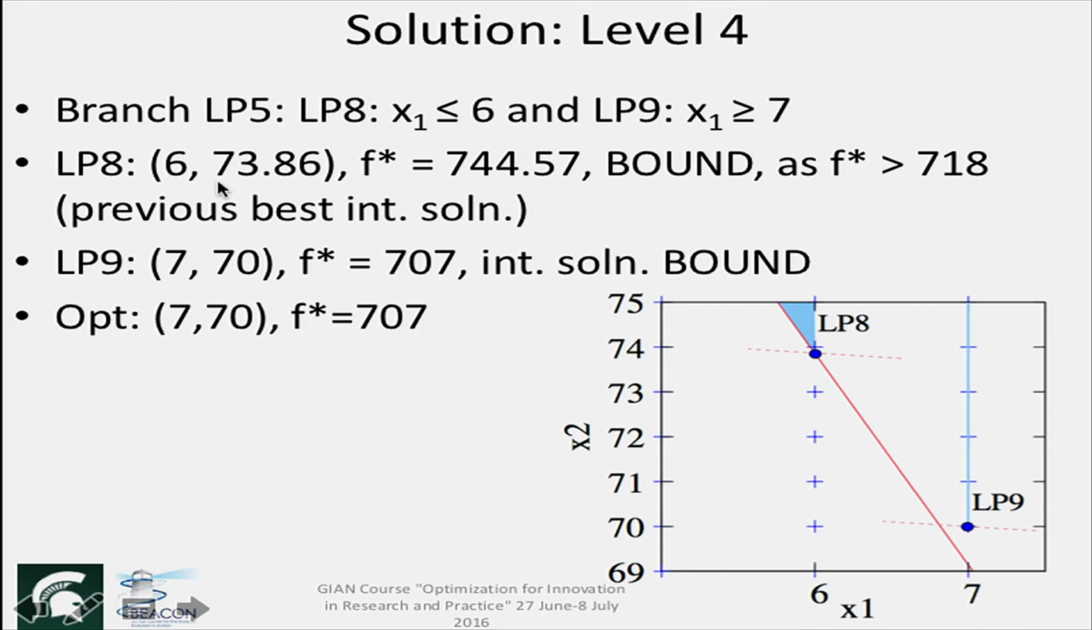It so happened LP8 is again infeasible, but now I have 744 infeasible solution. Shall I continue with LP8? No, because I already have 718, right? LP9 I got an integer solution with 707. That's much better, right? If I didn't come and split LP5, I wouldn't have gotten it. So now I've got an integer solution, so I should bound it. So the final result is this one, 707.